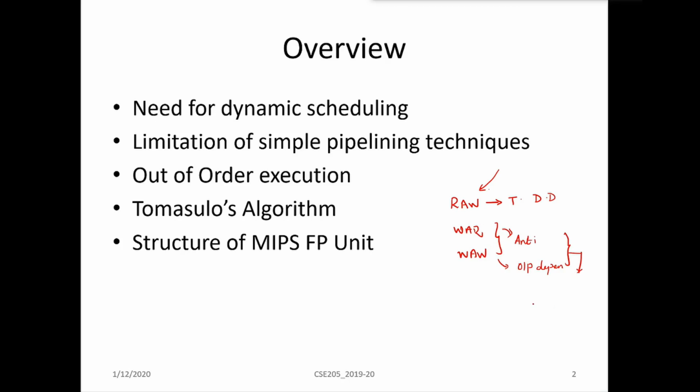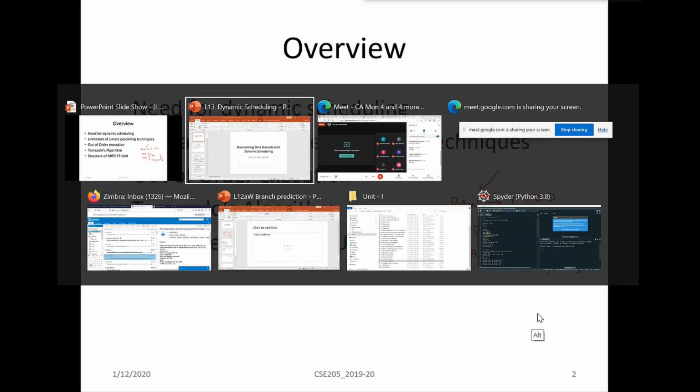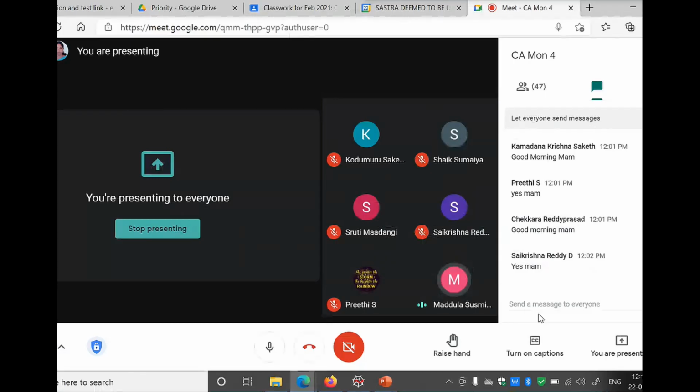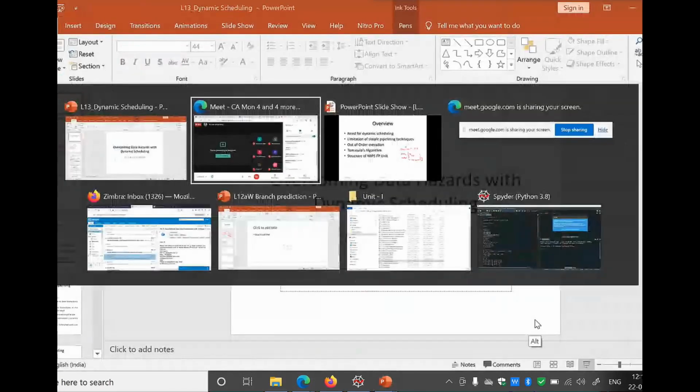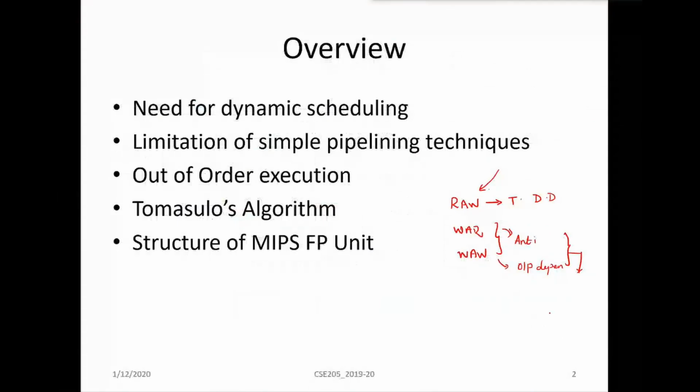Renaming of register. What is the solution? Register renaming. So that's what we are going to do here. We are trying to avoid these hazards, WAR and WAW hazards. We have to go for register renaming.